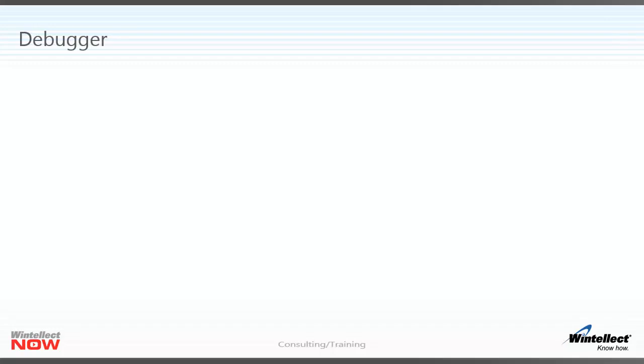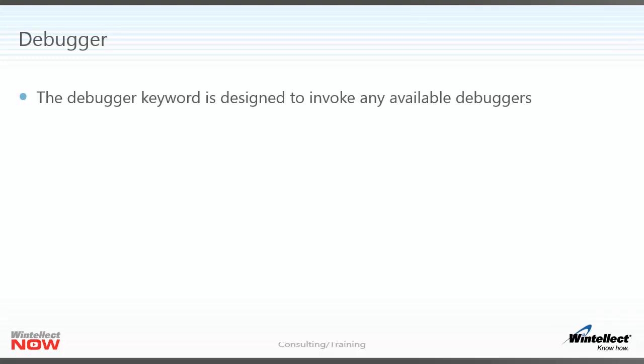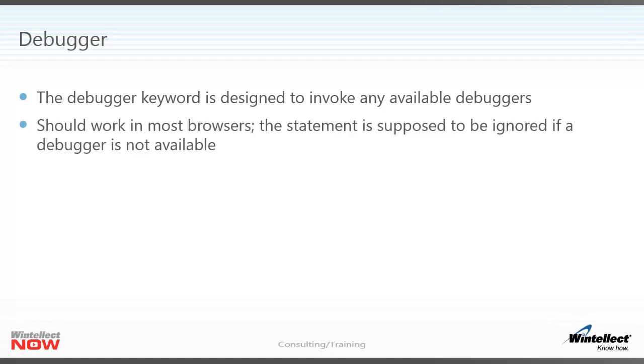The debugger keyword is not specific to Angular, but it can be very useful when troubleshooting Angular applications. The debugger keyword is designed to invoke any available debuggers in the environment that you're running your app in. It should work in most browsers, and by implementation, the statement is supposed to be ignored if a debugger is not available in the environment that the user is running.